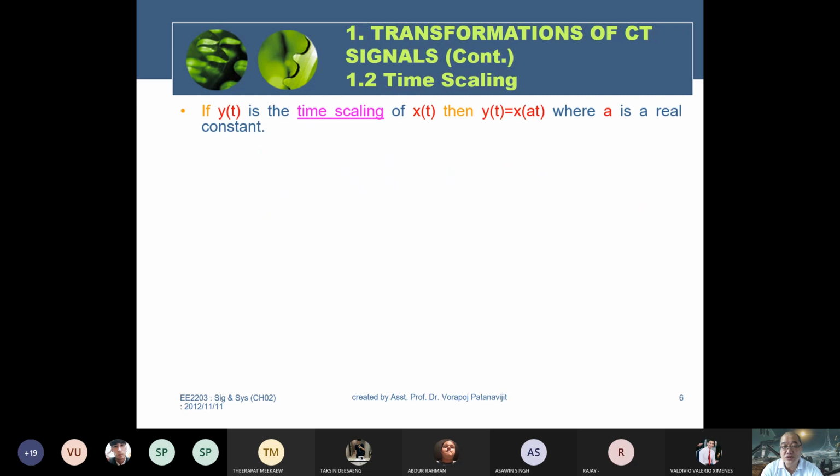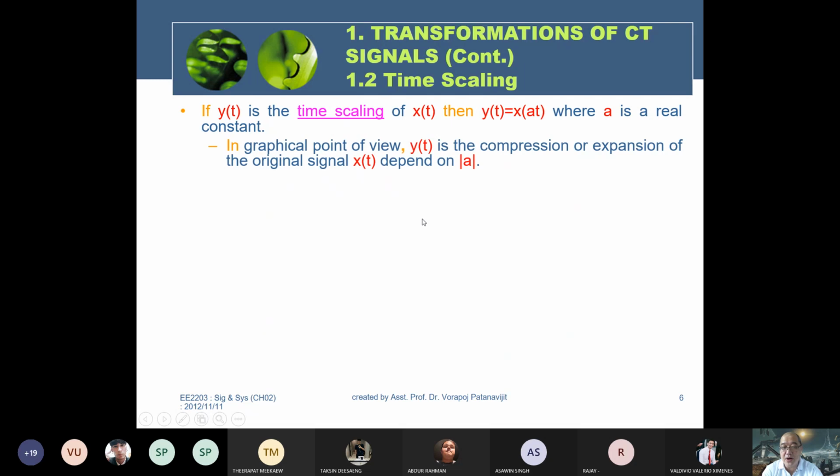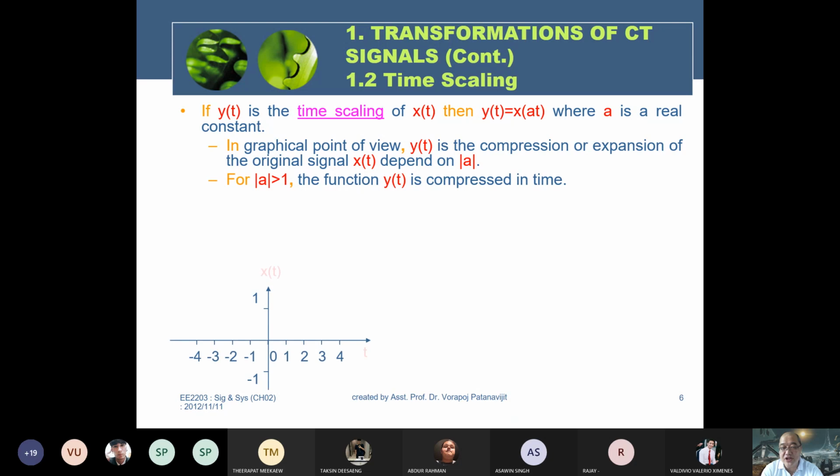Next, the second time transform is the time scaling. If y(t) is the time scaling of x(t), then we can write y(t) equals x(at), where a is a real constant. Graphically, y(t) is the compression or the expansion of the original signal x(t), depending on the absolute value of a. For absolute a greater than 1, the function y(t) is compressed in time, as shown in the following example.